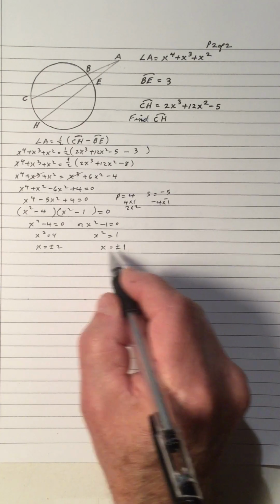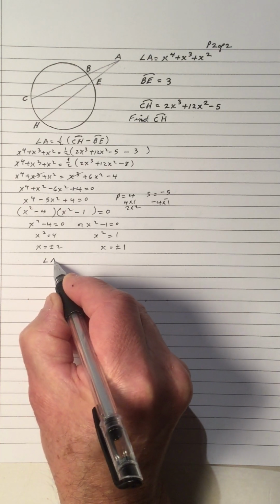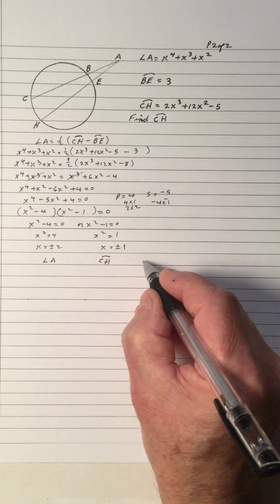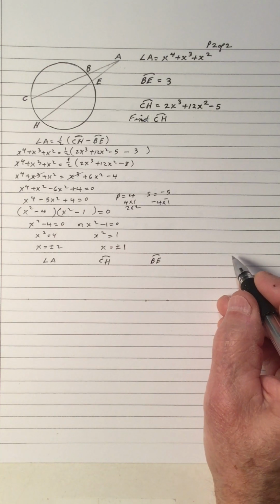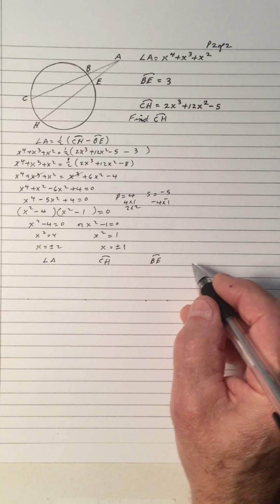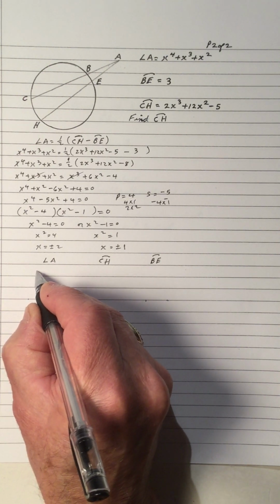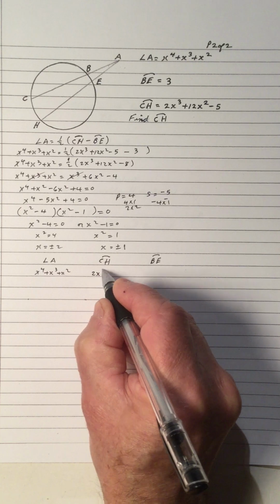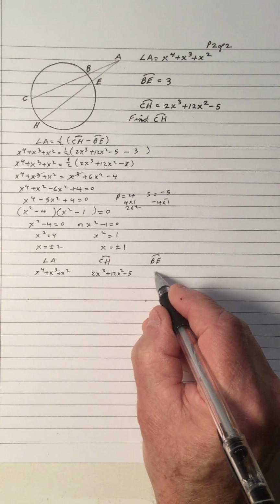So let's make up a little table here. Let's call this part, this right here, angle A, and let's call arc CH, and this is the arc BE. We have to look at when x is 2, x is negative 2, each one of them separately. So here we go. Let's look at when this is x to the fourth plus x cubed plus x squared, and this is 2x cubed plus 12x squared minus 5, and this is a 3.